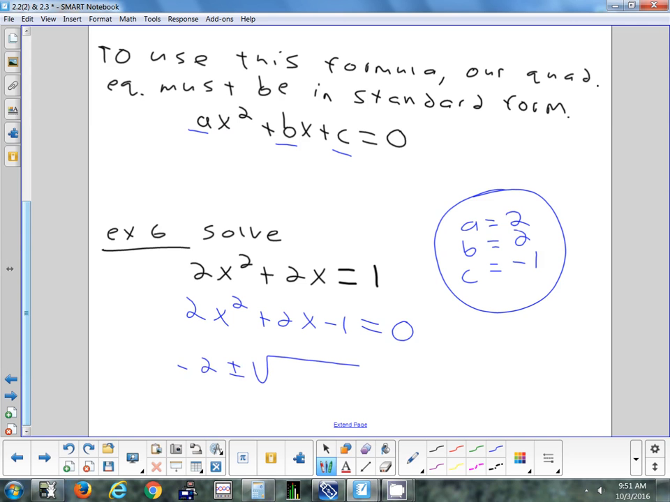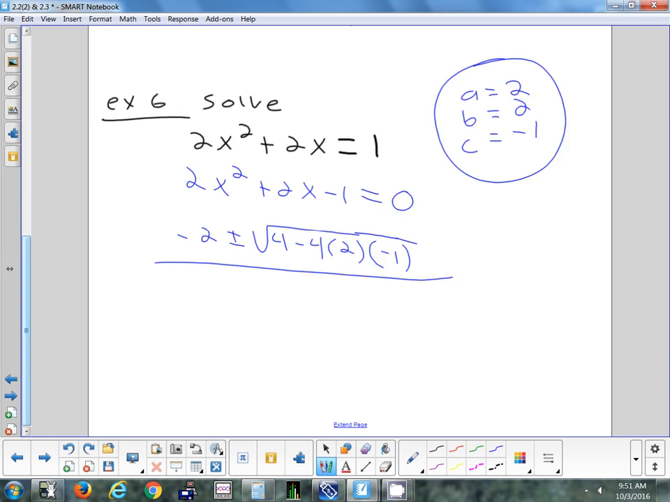2x minus 1. So quadratic formula, that means b squared, okay, minus 4, and then AC to be 2 and 1. Careful, -1. All over 2 times 2, which is 4.